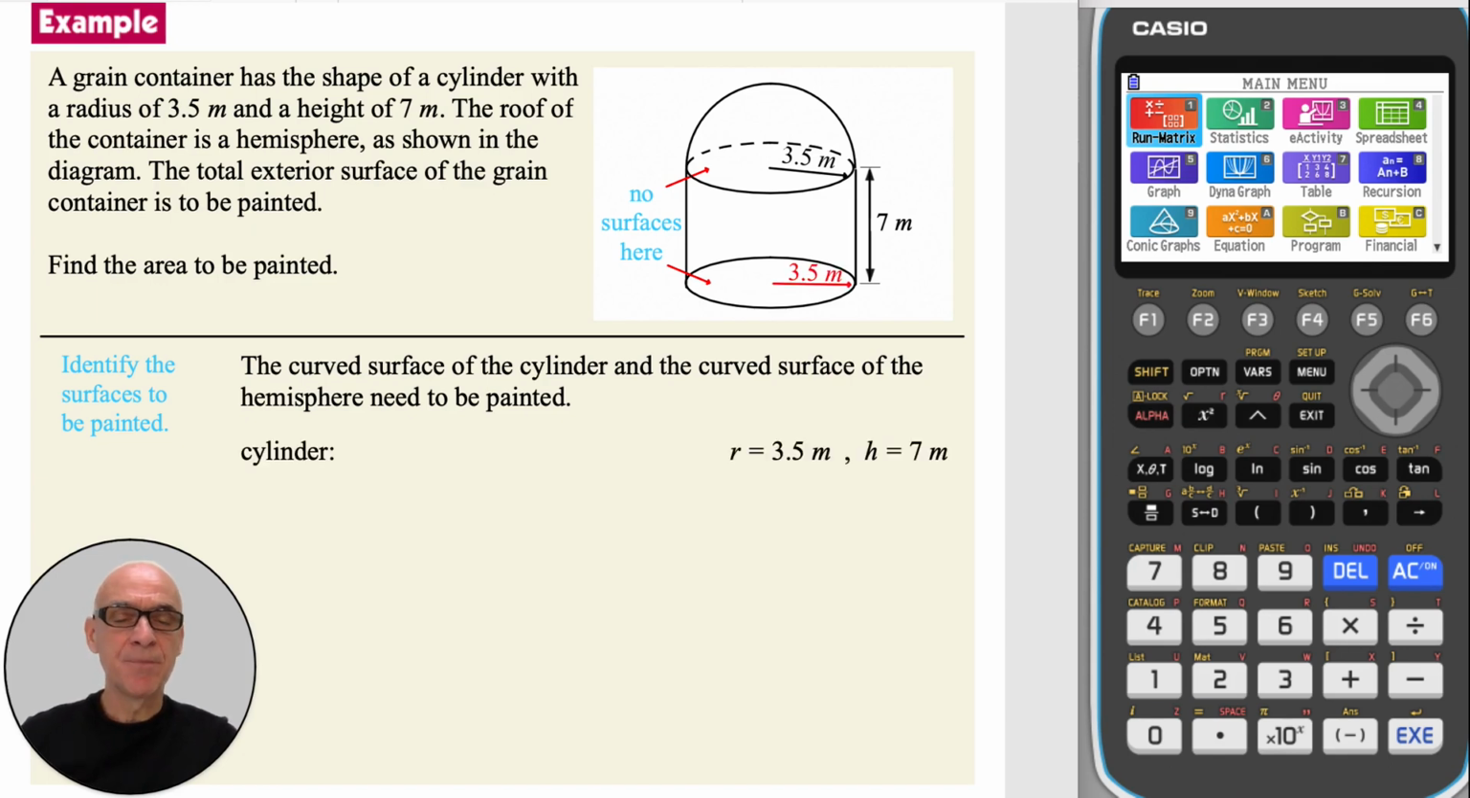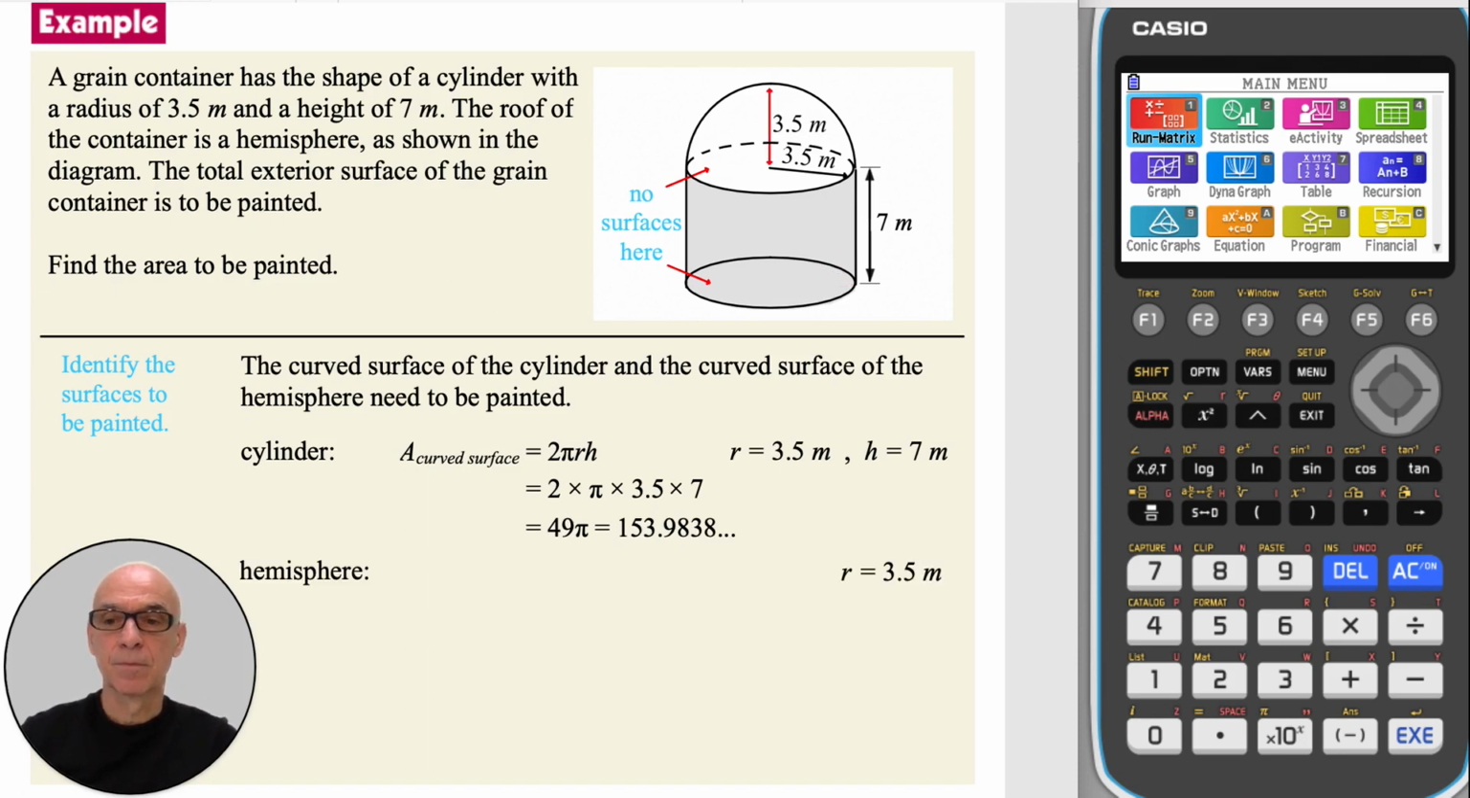For the cylinder, with a radius of 3.5 meters and a height of 7 meters, writing down the formula for the curved surface of a cylinder, substituting in the values, and performing the calculation gives the value shown. For the hemisphere, with a radius of 3.5 meters, writing down the formula for the curved surface of a hemisphere, substituting in the value of r, 3.5, and performing the calculation gives the value shown.